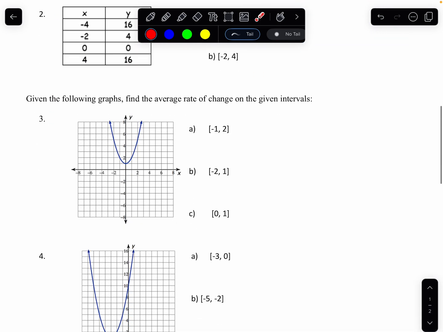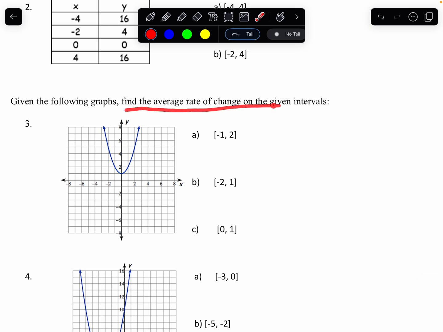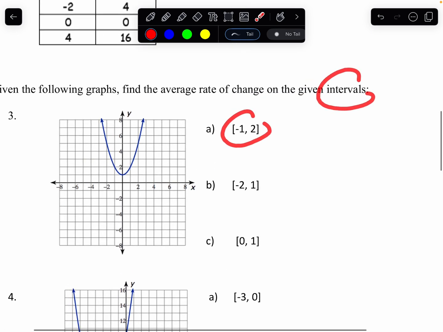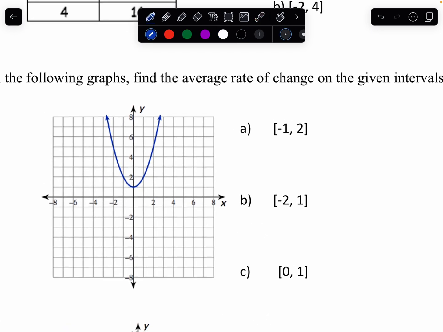Okay, let's do one with a graph. So we have a graph given here. Given the following graphs, find the average rate of change over the given intervals. So these are not coordinate points. The first interval is from -1 to 2. So I'm going to plot points here. -1 to 2, those are the points on the graph right there. That would give us that line right there.